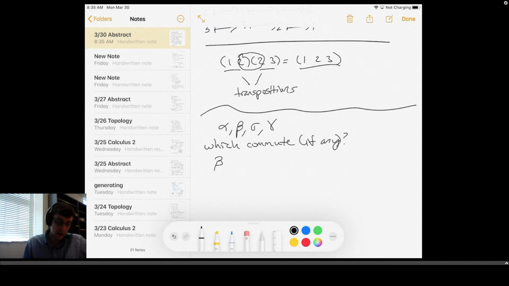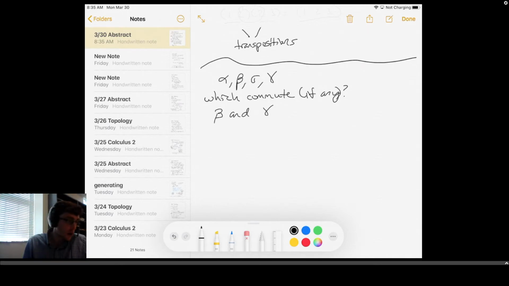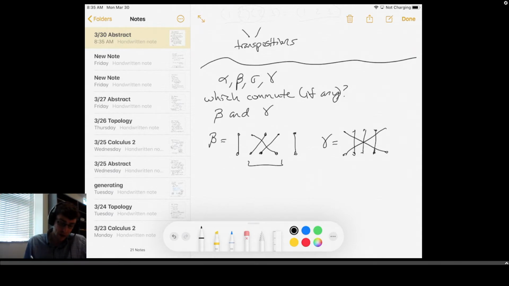And the reason is what we talked about earlier, right? So beta fixes 1 and 5. 2 goes to 4 here. 3 goes to 2. 4 goes to 3. And gamma was the one, oops, sorry. It's the exact opposite of this. 1 goes to 5, 5 goes to 1, and the 3 in the middle are fixed. So basically this only affects these three, whereas this affects the first and the last. And so they just don't affect each other, and so beta times gamma is equal to gamma times beta, right?